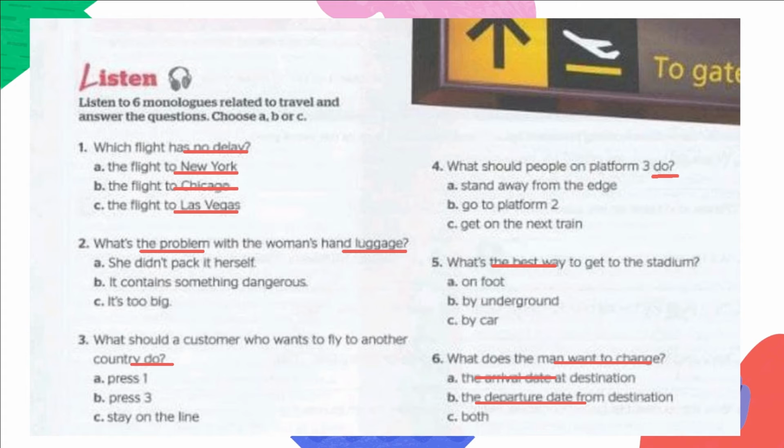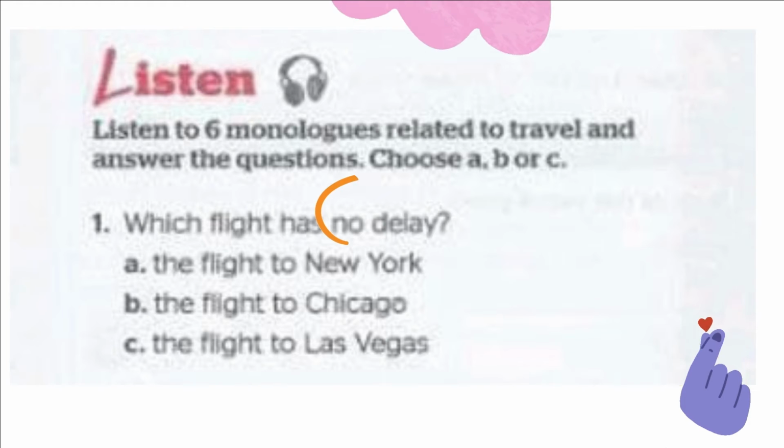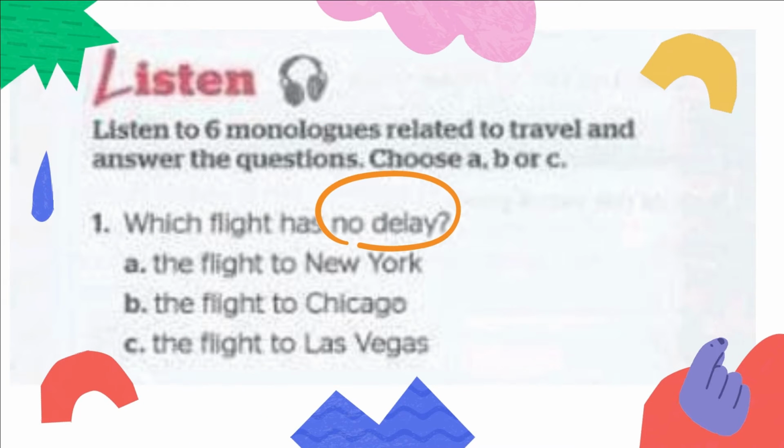Then you have to find the main idea from each question. What should you do? First, you have to highlight or circle the main ideas to make sure you can focus on during listening to the audio. For example, in question 1, which flight has no delay? So the main idea there is no delay. So please highlight the words of no delay. Now let's listen to the audio together and try to jot down any words which can help you to get the correct answer.